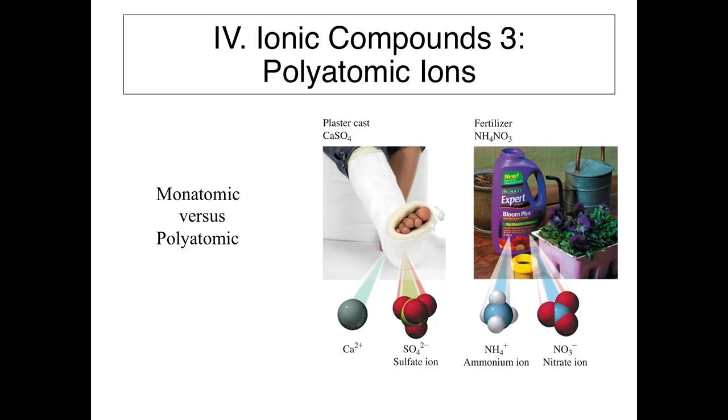Another example is your fertilizer. It is made of a polyatomic ion called ammonium as your cation and nitrate as your anion.